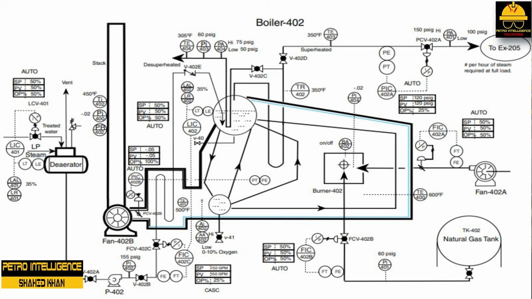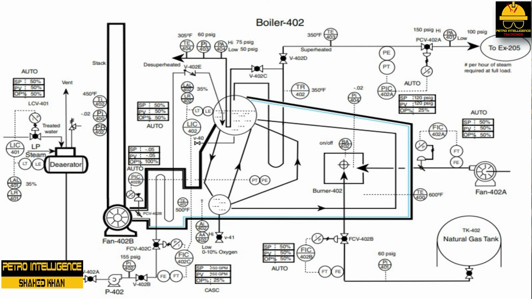14. Ensure pilot light on burner 1 is active. 15. Set FIC 402A to 50% and place controller in auto. 16. Set PIC 402B to -0.05 and place controller in auto. 17. Set FIC 402B to 50% and place in auto. 18. Start fans 402A and 402B. 19. Light burner and allow boiler to come up to pressure and temperature.